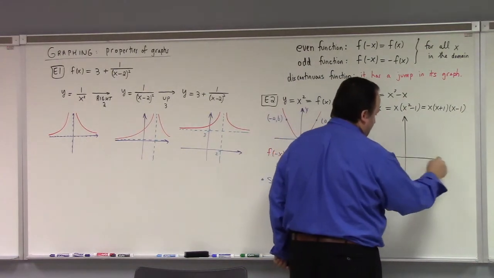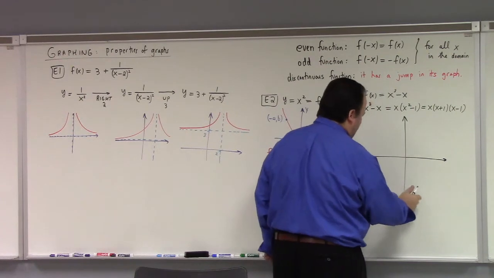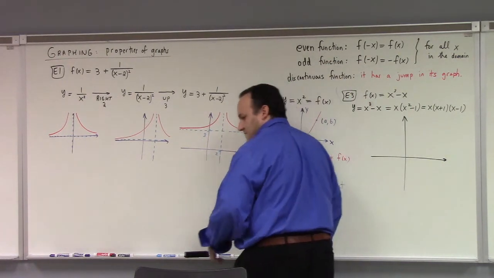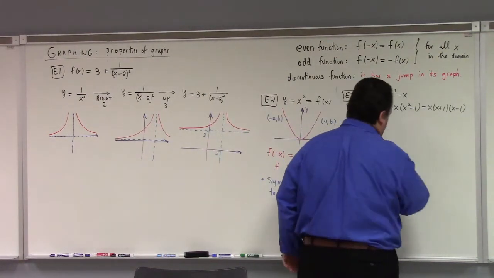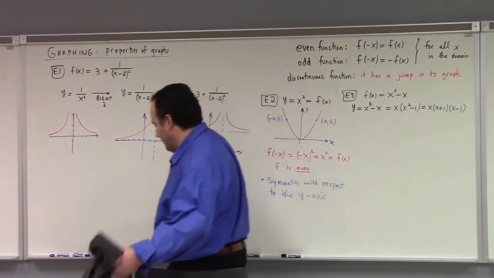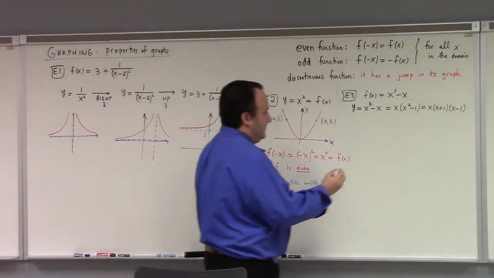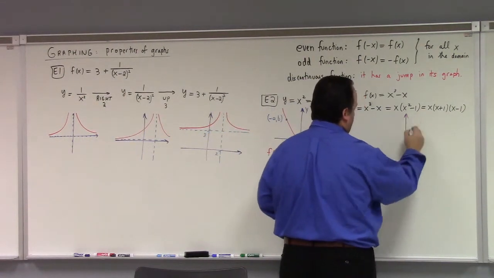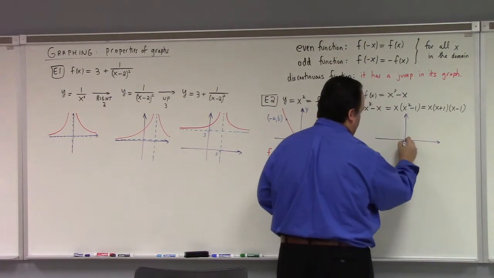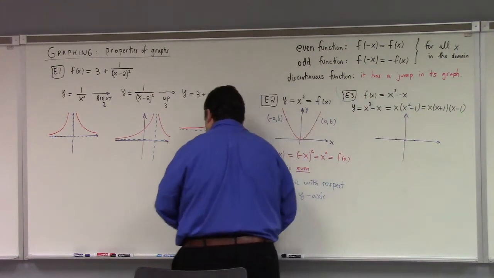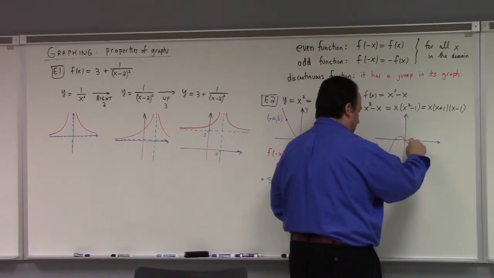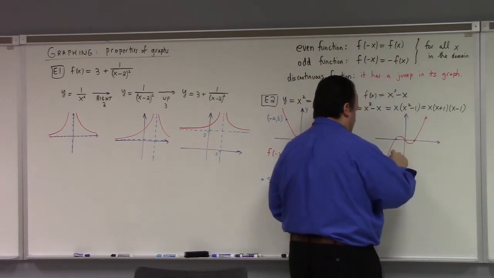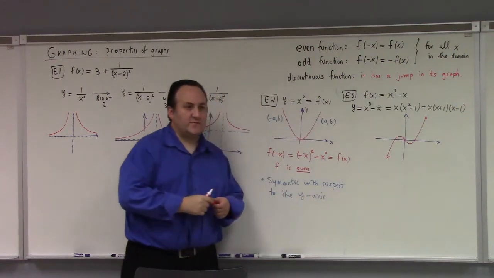So I draw my axes. What's wrong with me? Let's try this again. I'm violating my color coding. And also I need more room. Make it smaller. There we go. All right, so we've got a 0 at 0, at 1, and at minus 1. And the graph looks something like this. All right. There you go. That's y equals x cubed minus x.